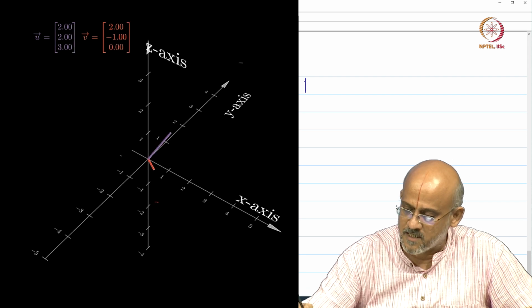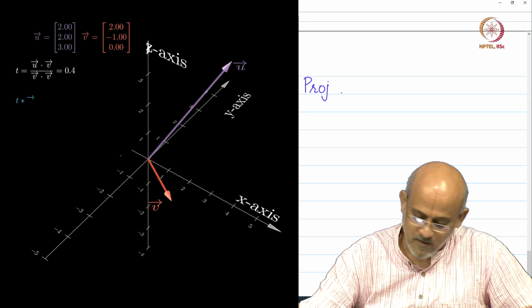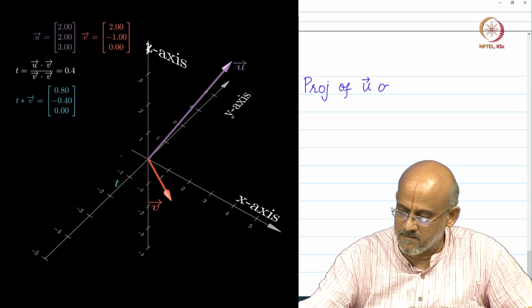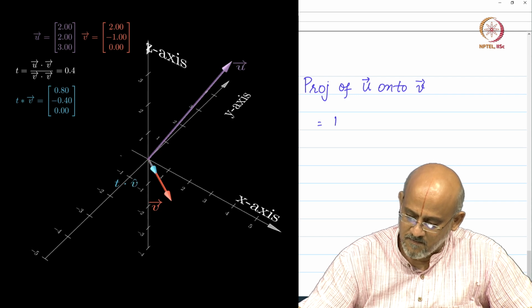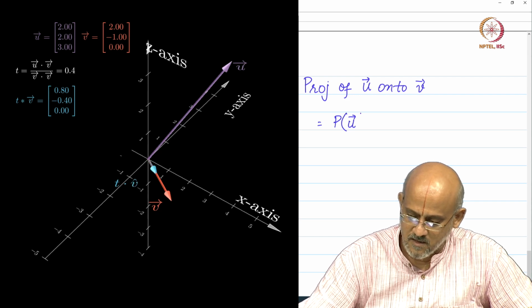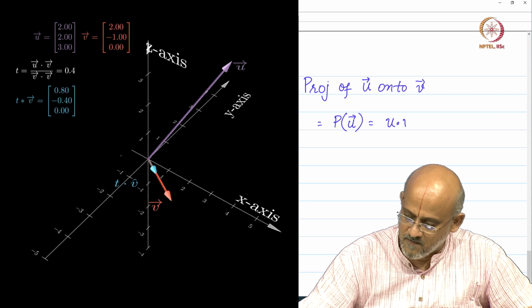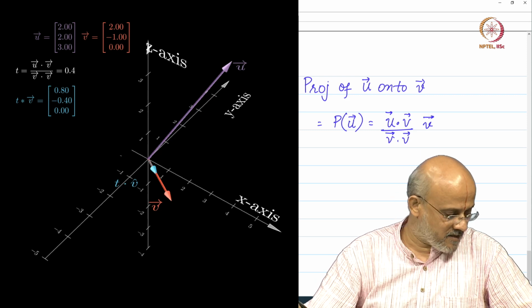So, therefore, this is the scalar value. The projection of u onto v is given by p of u is equal to u dot v divided by v dot v times v, in the direction of the vector v.